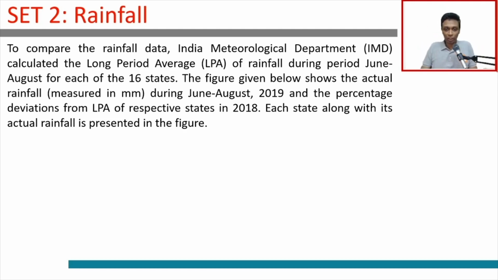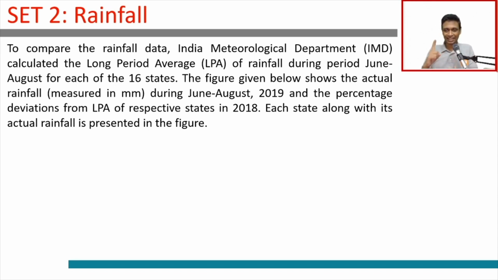Rainfall. To compare the rainfall data, Indian Meteorological Department calculated the long period average LPA of rainfall during the period June to August for each of the 16 states. The figure given below shows the actual rainfall during June to August 2019 and the percentage deviations from LPA of respective states in 2018. Each state along with its actual rainfall is presented in the figure.